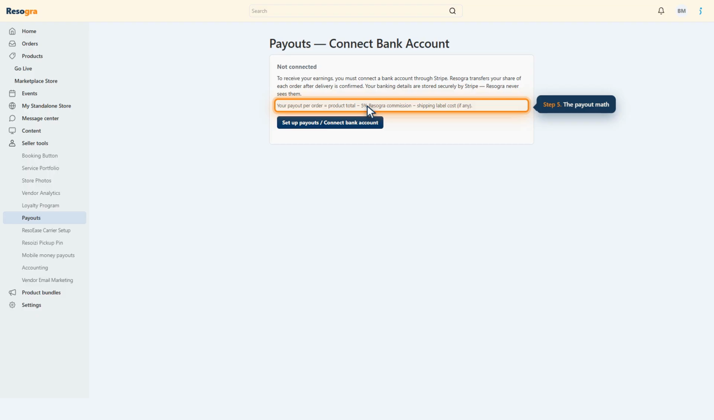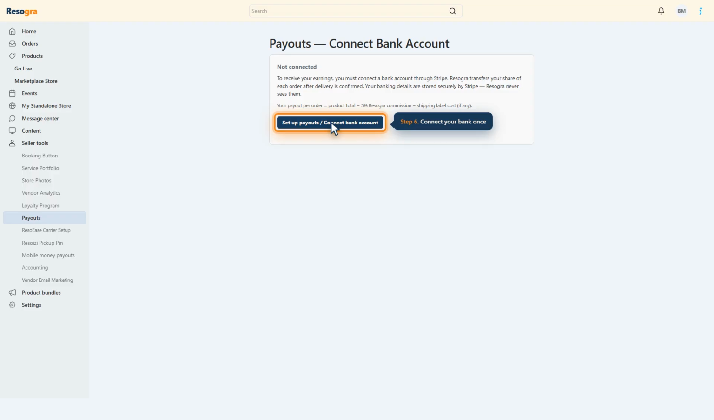Now the part that protects your profit. Your payout per order equals the product total, minus a 5% Resogra commission, minus the shipping label cost if you buy one. So on a $100 sale, $5 is the platform fee. Whatever shipping costs, subtract that too. Work backwards from this, pick a price where the money left over still beats what the product cost you. That is pricing for profit.